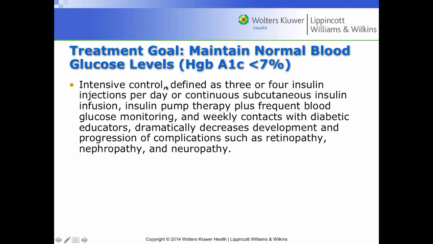Okay. So intensive control, defined as 3 to 4 insulin injections per day, or continuous subcutaneous insulin infusion, insulin pump therapy, frequent blood glucose monitoring, weekly contacts with diabetic educators, and all of these intensive control measures dramatically decrease the likelihood of the development of long-term progressions, like retinopathy that can lead to blindness, nephropathy that can lead to renal failure, and neuropathy that can lead to injuries and limb amputations.